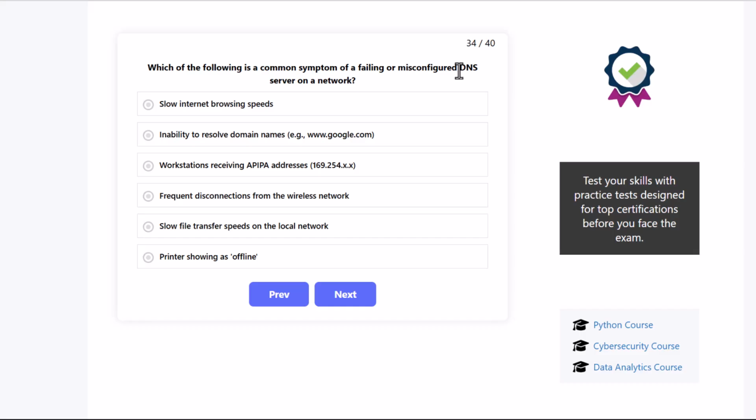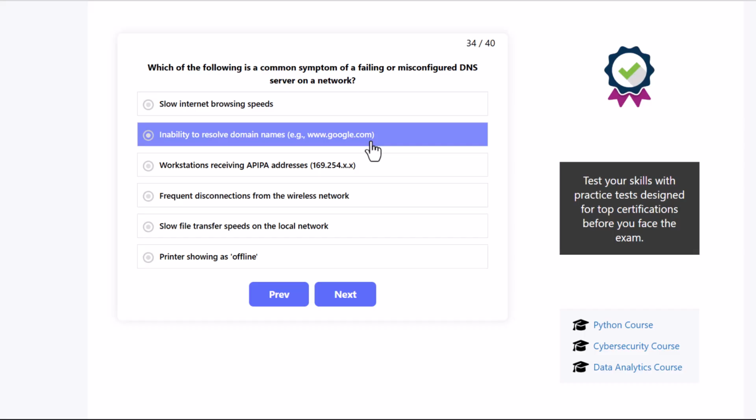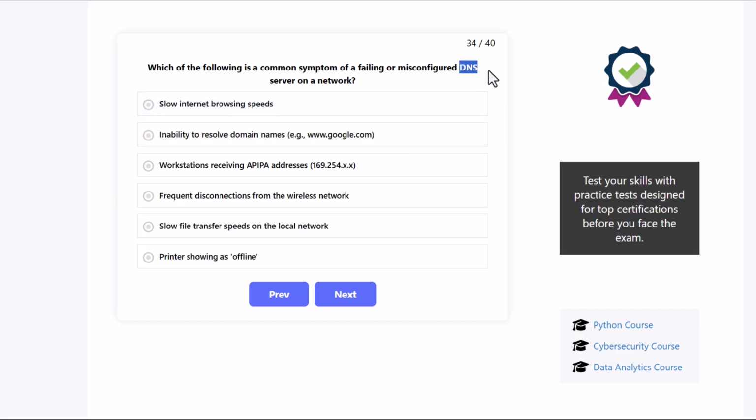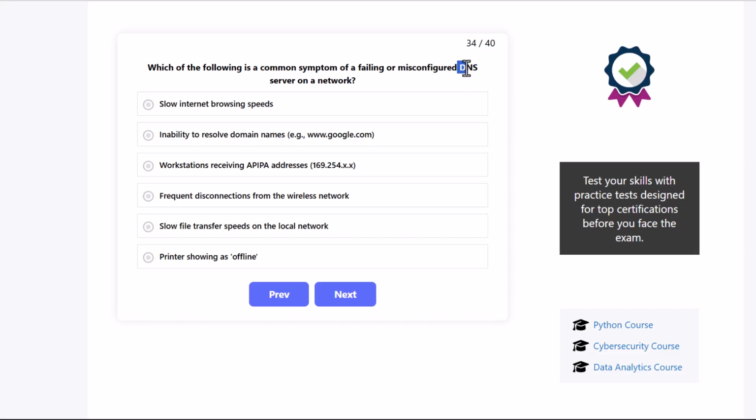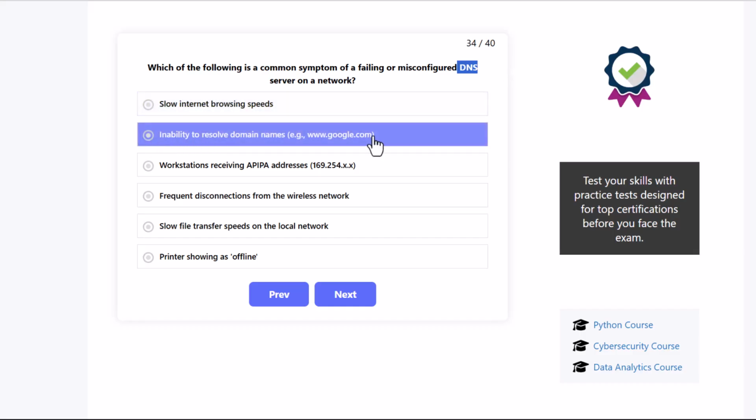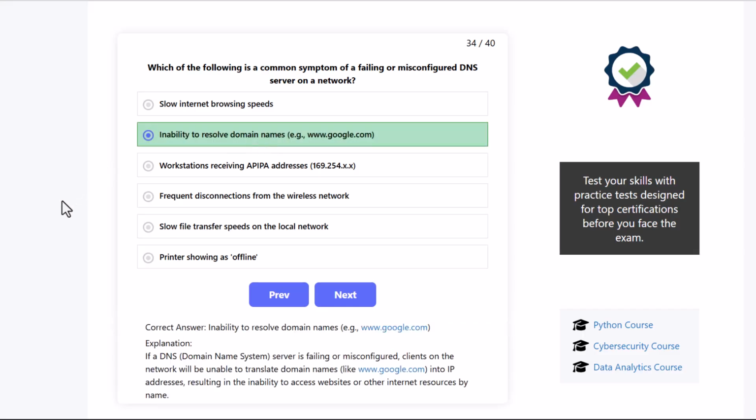to translate domain names like Google to IP addresses. As Google has a different IP address, we use DNS servers to translate them so it is easier for people to understand than IP addresses. Names like Google, Facebook or any other domain names, that information is stored in DNS servers. So if there is inability to resolve domain names, this is to do with DNS.